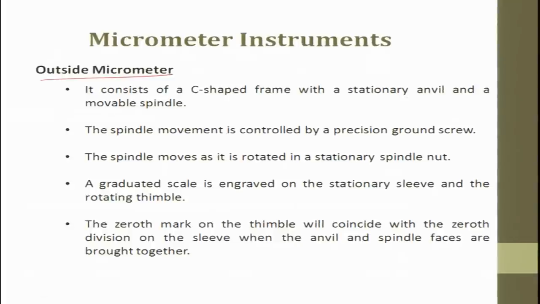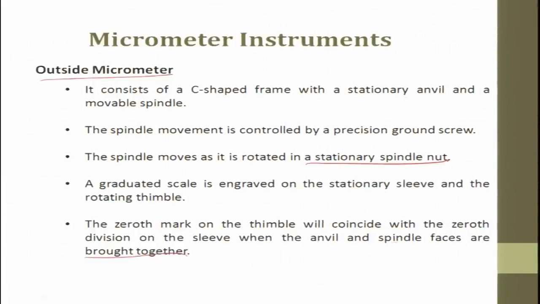The spindle's movement is controlled by a precision-ground screw. The spindle moves as it rotates in a stationary spindle nut. The graduated scale is engraved on the stationary sleeve and a rotating thimble. The zeroth mark of the thimble will coincide with the zeroth division of the sleeve when the anvil and the spindle faces are brought together.